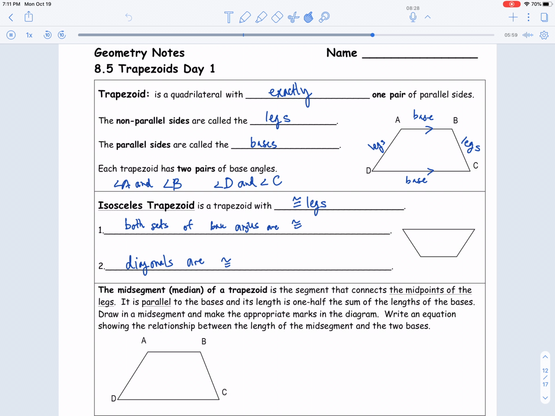Okay, so if I were to label that, I have my legs as congruent. And then I also have my base angles that are congruent by sets. So you can see that two of them are congruent, and the other two are congruent to each other. Finally, drawing out that the diagonals are congruent, I'm going to connect non-consecutive vertices, and these two diagonals are congruent to each other.